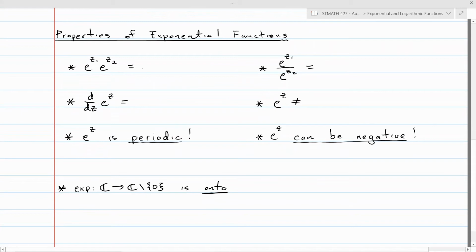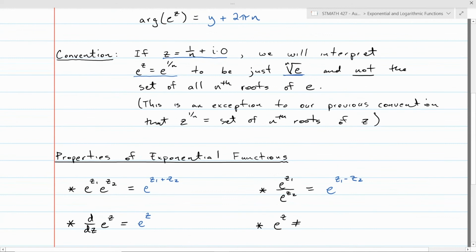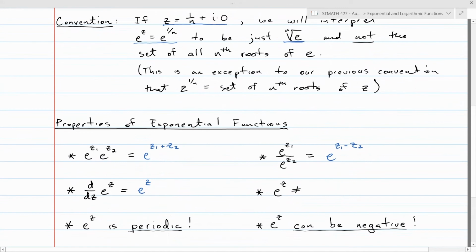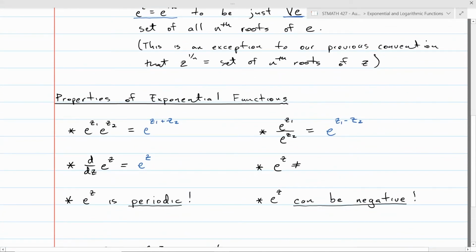For example, the first one here, e to the z1 times e to the z2, would just be e to the z1 plus z2, just like you hope it would be. And similarly, e to the z1 over e to the z2 would be e to the z1 minus z2. We actually already calculated this in a previous example, but the derivative of e to the z is e to the z. And because the magnitude of e to the z is just e to the x, and e to the x is always positive, e to the z can never equal 0.